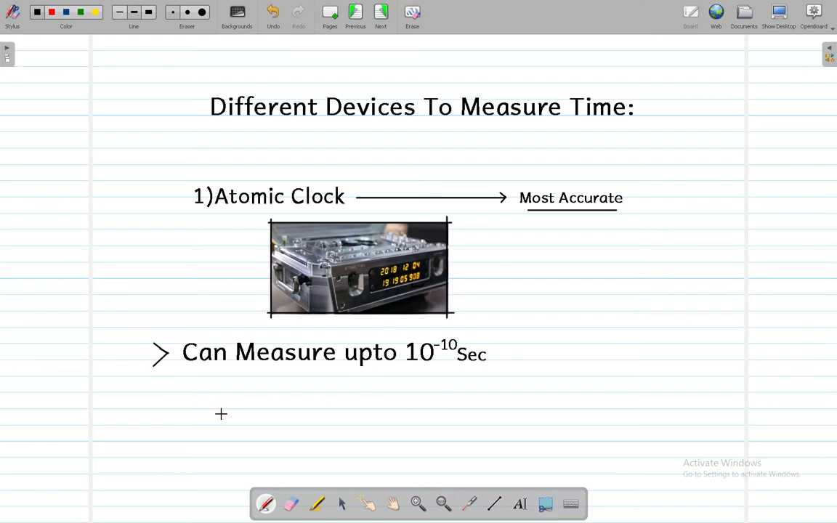Apart from that, the accuracy of the atomic clock is also proved by the measurement of its time. It can measure up to 10 to the power of minus 10 seconds, and 10 to the power of minus 10 seconds, if I write it here, must be 0.0000000001, and it's like 9 zeros after this zero, and it can measure the time up to that point. It is that much accurate.